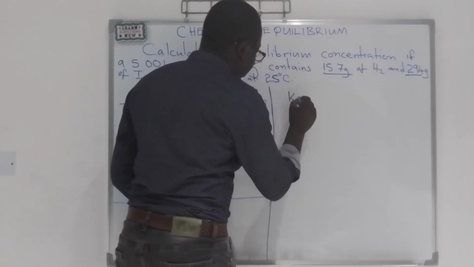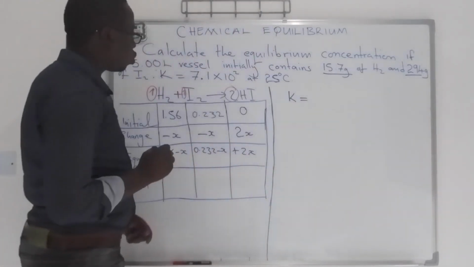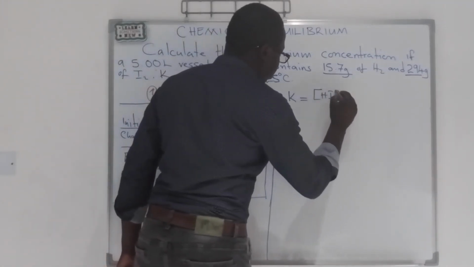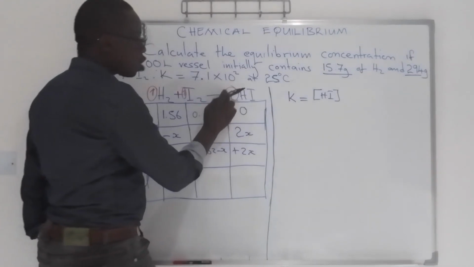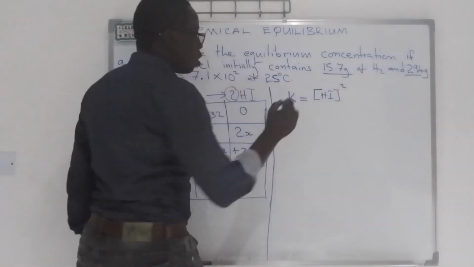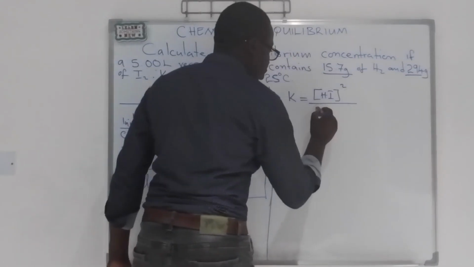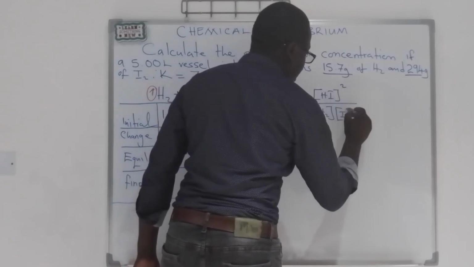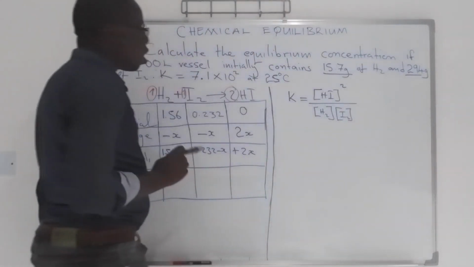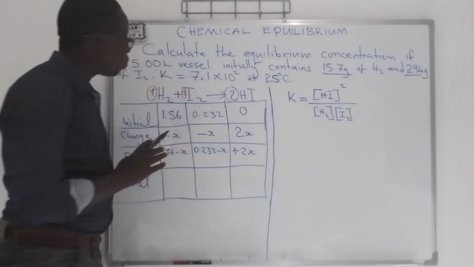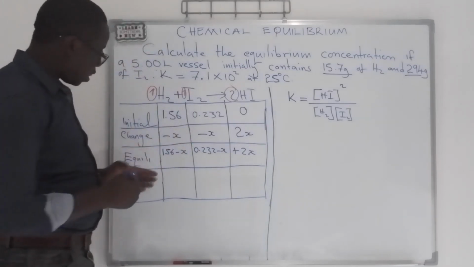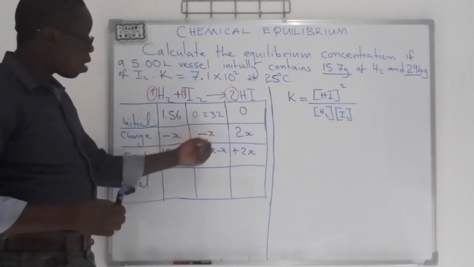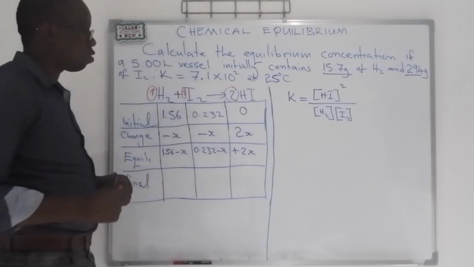The equilibrium expression for this reaction is K is equal to the concentration of the product, with the exponent there, that will be to the power 2, then divided by the concentration of the reactants. So this is the equilibrium expression. Now, why are we writing the equilibrium expression? We want to use the equilibrium values to come up with the value of x.